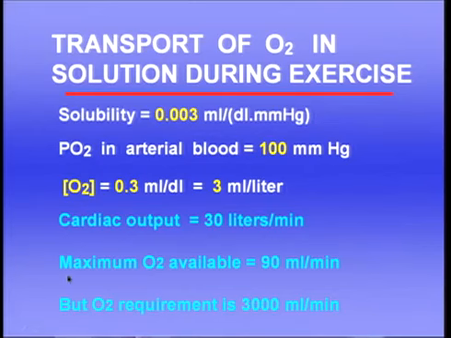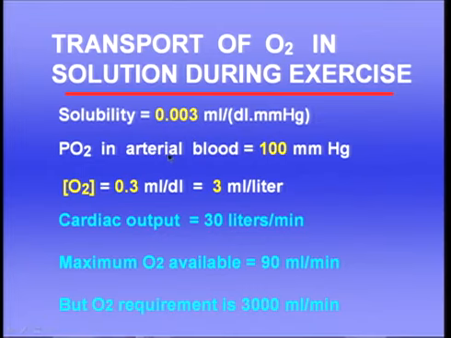Now you may say, well, why can't we use oxygen in physical solution in the body to provide the required amount of oxygen to the periphery? And a simple calculation will tell us that that's impossible. Let's look at it this way. The solubility of oxygen, we said, was 0.003 mL per deciliter per millimeter of mercury.